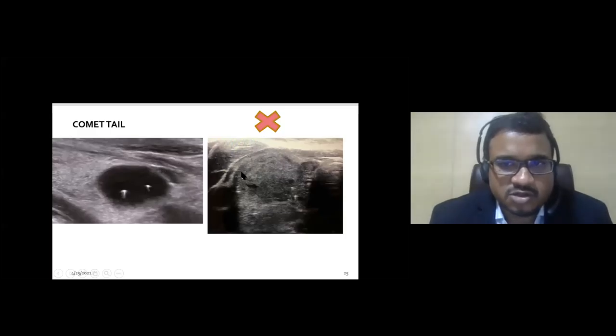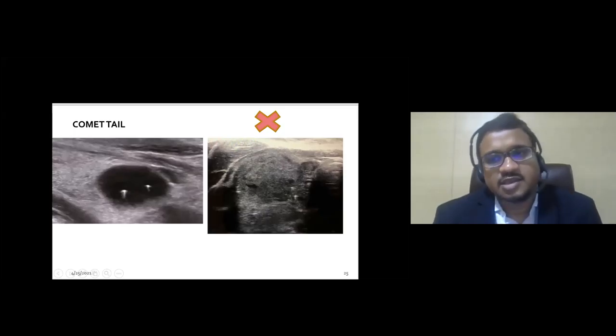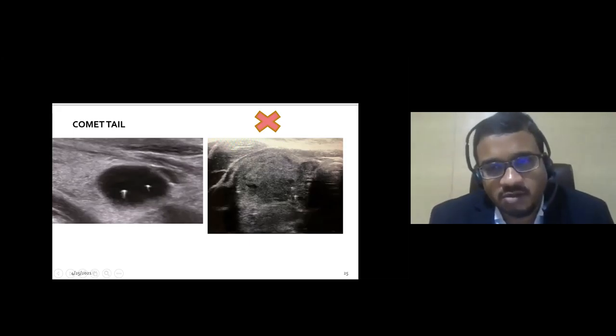Sometimes in some nodules, you may see lesions like this that look like comet tails, but they are actually not comet tails. These comet tails have to be seen in a cystic part like this. When you see comet tails in a hypoechoic lesion or a solid lesion, they are highly suspicious. This is actually a papillary thyroid carcinoma on the right side.